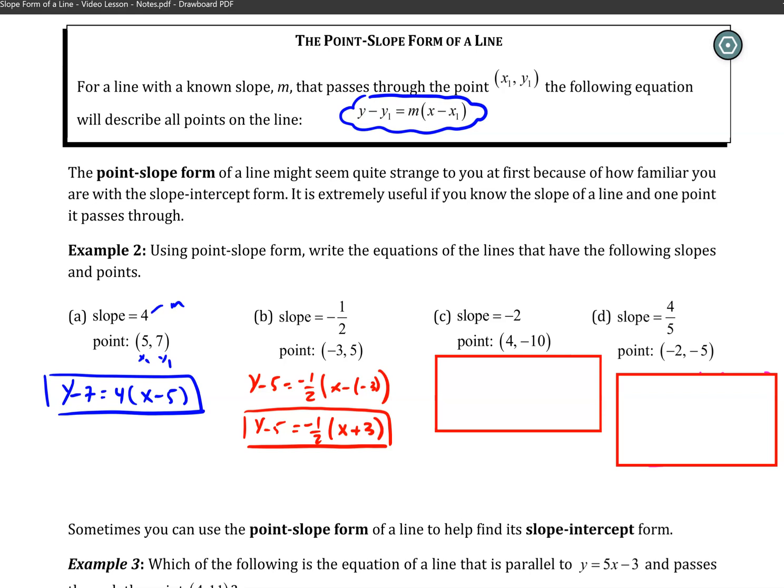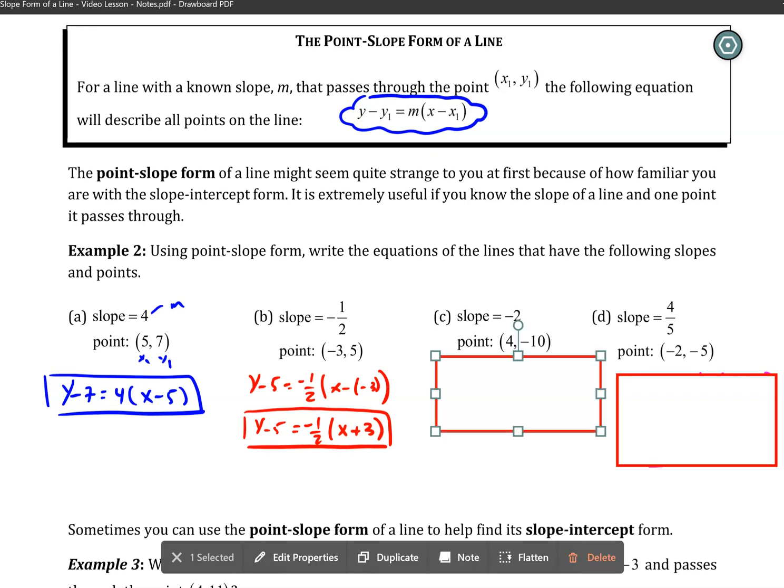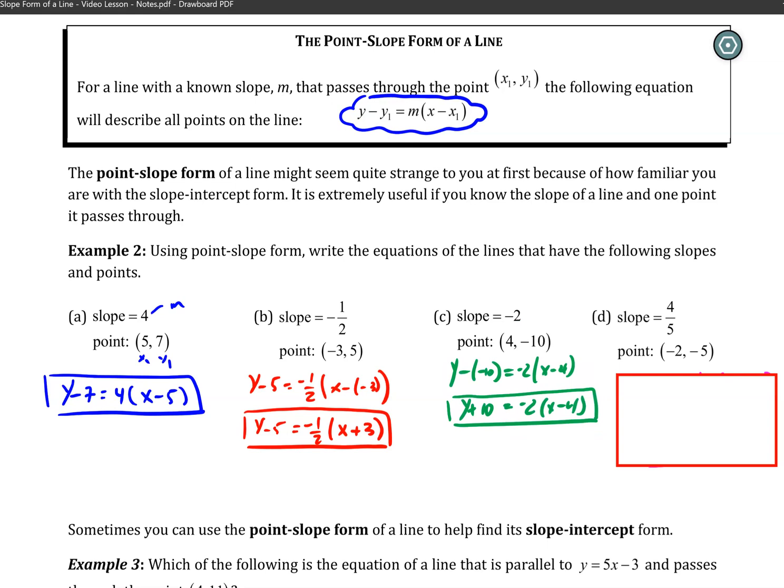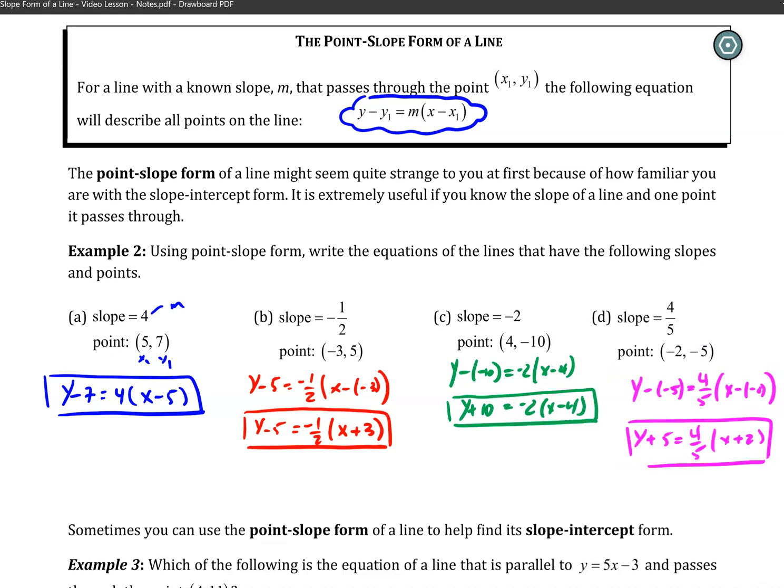All right, so let's see how we did with this. So we've got this first one here. There's your first one. You got y plus 10 is equal to negative 2 times x minus 4. Again, I had to simplify the y term there. And for this one, we've got y plus 5 is equal to 4/5 times x plus 2. In this case, I had to simplify both the y and the x term. But again, hopefully that wasn't too bad. It's pretty straightforward.